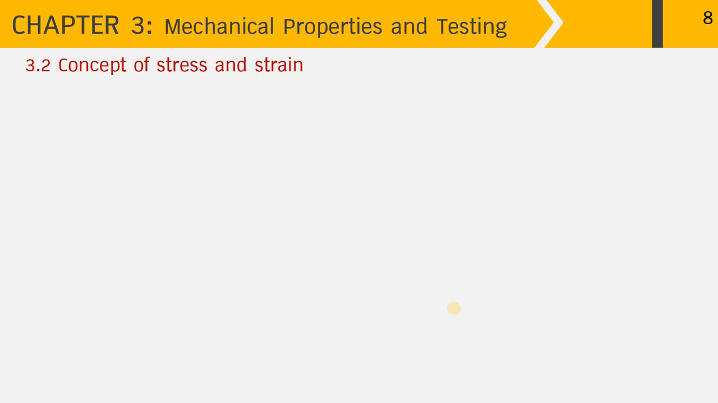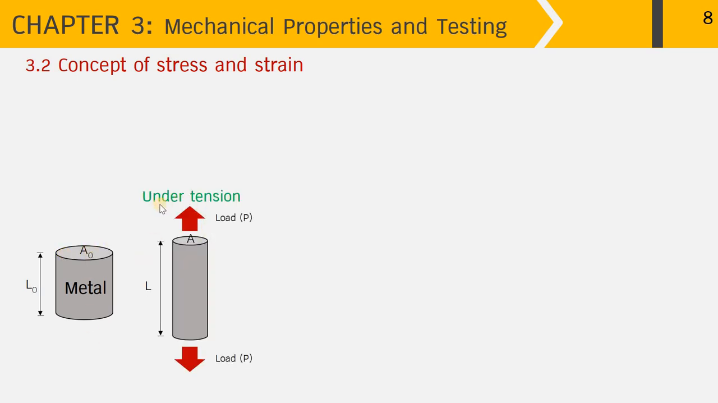Topic 3.2 Concept of stress and strain. If you look at this piece of metal, it is cylindrical shaped with the dimension of L0 along the length and the A0 along the cross-sectional area. Along the vertical direction here, under tension, this piece of metal has been extended along the length, and here we have the reduced cross-sectional area with increasing length, as you can see from this picture.